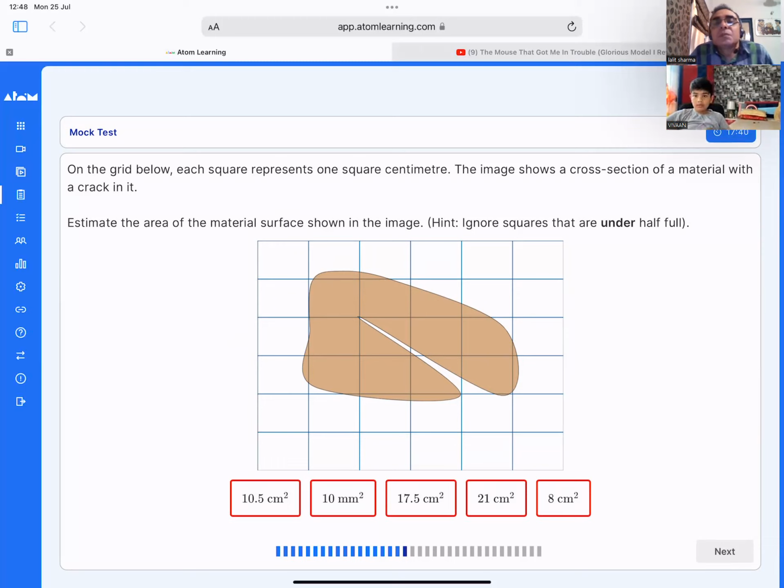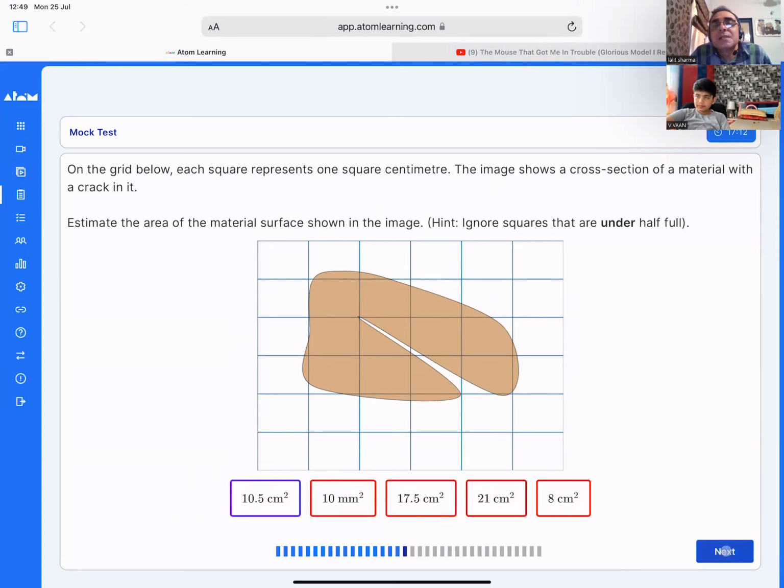No, but all of them are actually in centimeters. So how is this millimeters? Yes, your answer has to be in centimeters. Is there a way to get one more? And it clearly says, ignore squares that are under half full. Something less than 50%, yeah. This one counts as one. This counts as a half because you can't fit anyone else. So it will be 10 and a half centimeters squared.